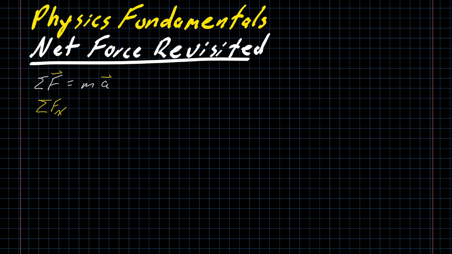The net force in the x direction is equal to mass times acceleration in the x direction, and the net force in the y direction is equal to mass times acceleration in the y direction. And by breaking things down like that, we can look at each part individually and start trying to deal with it.